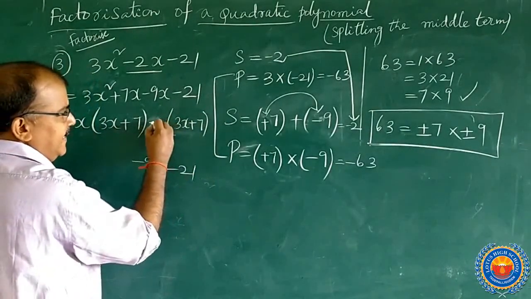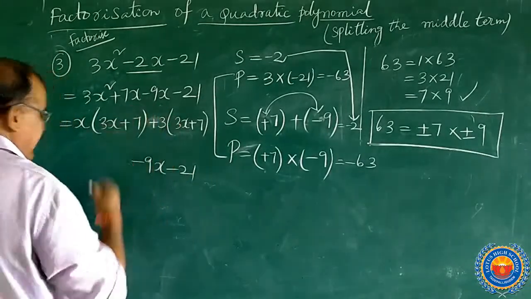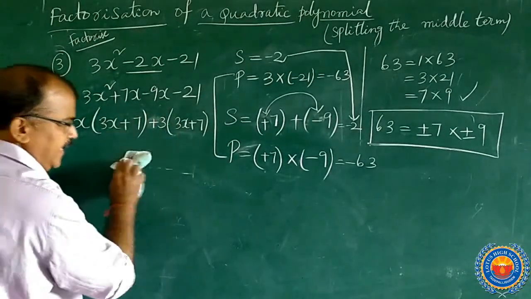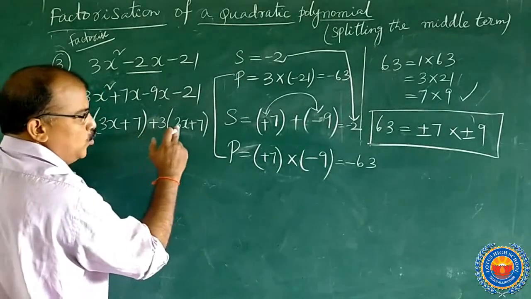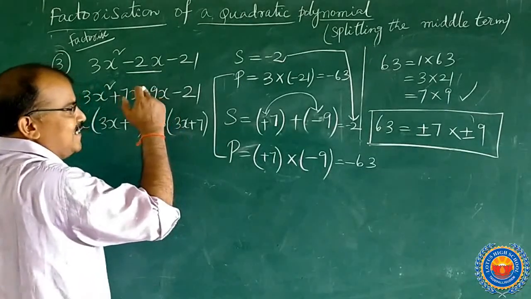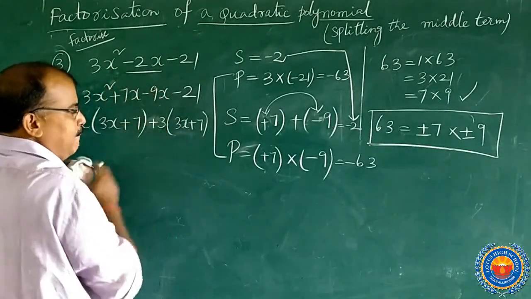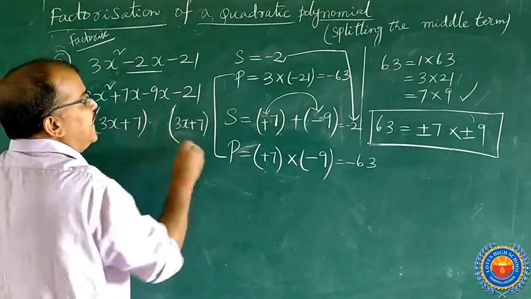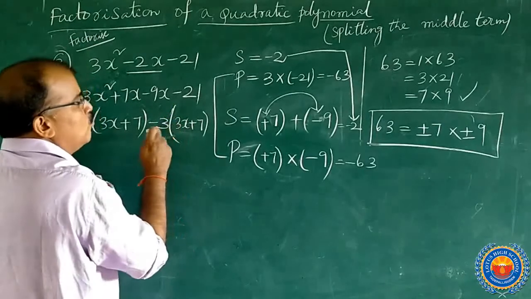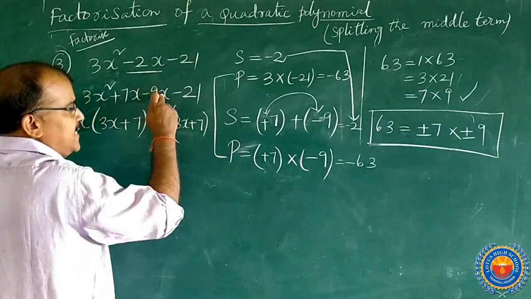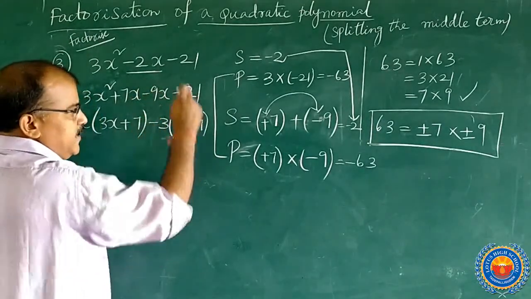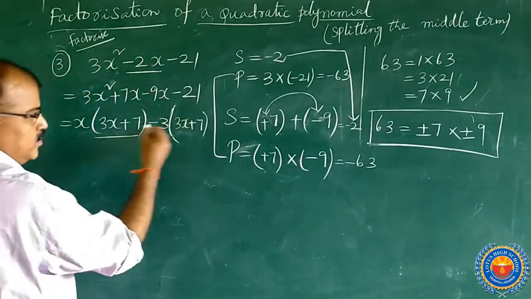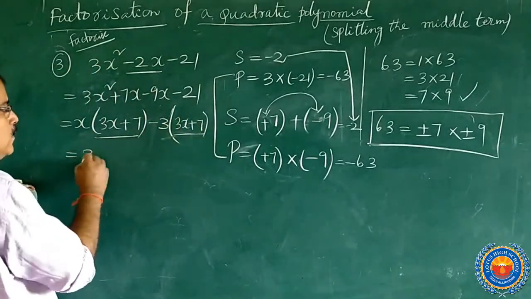Here, I will take plus 3, suppose. If I take plus 3, maybe I get wrong. Plus 3 into plus 3x is equal to plus 9x I got, but minus I should get. That's why I take minus 3. So minus 3 into 3x is equal to minus 9x. Minus 3 into plus 7 is equal to minus 21. So here also 3x plus 7, here also 3x plus 7.